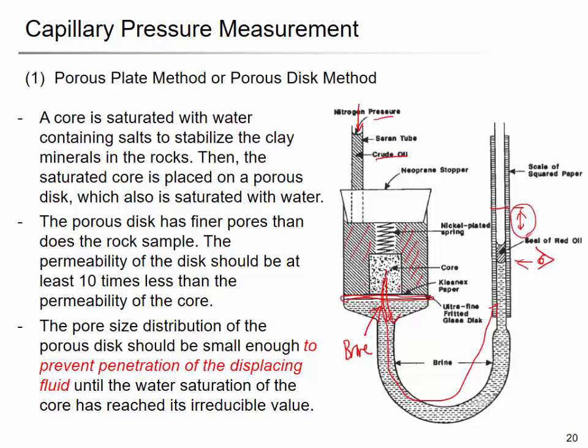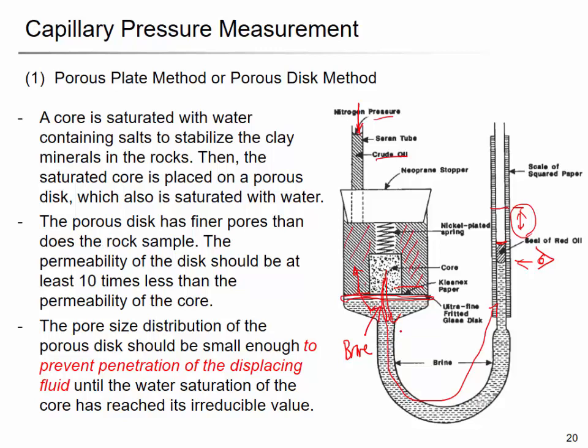And then what is this disk for? The disk is for protecting the oil, or keeping the oil inside the chamber. As you increase the pressure, you don't want the oil going into here and changing the volume here. So the oil is kept above this level of the ceramic disc, and only brine can move up and down.